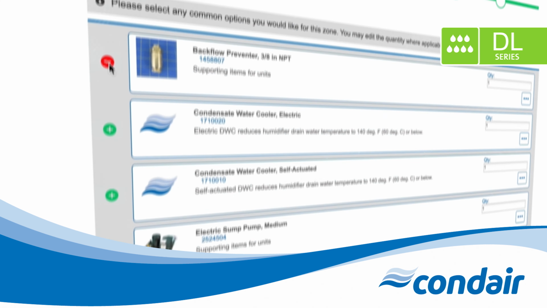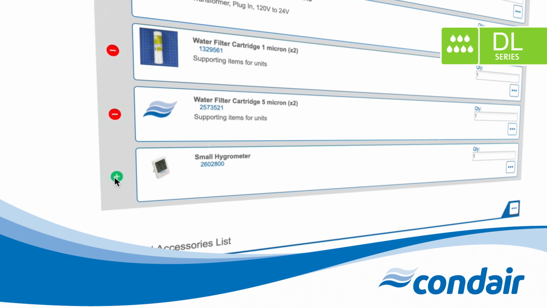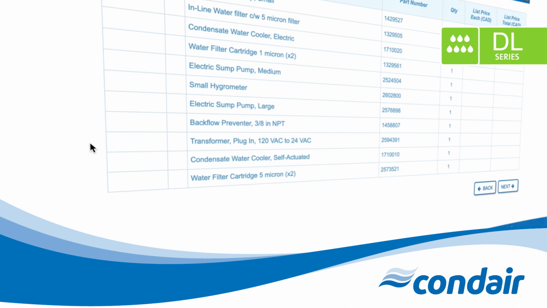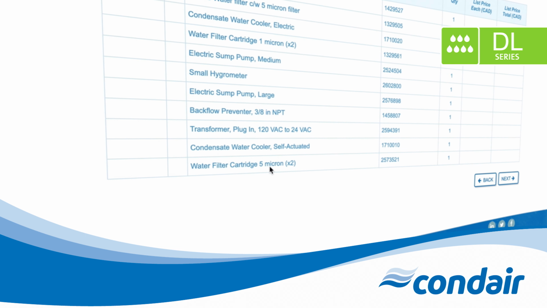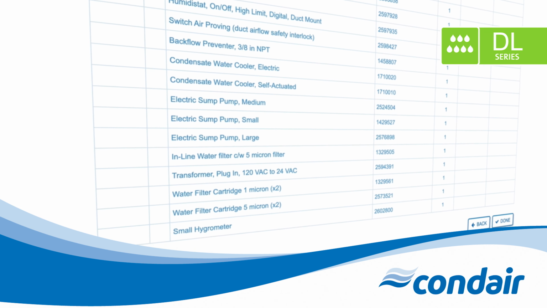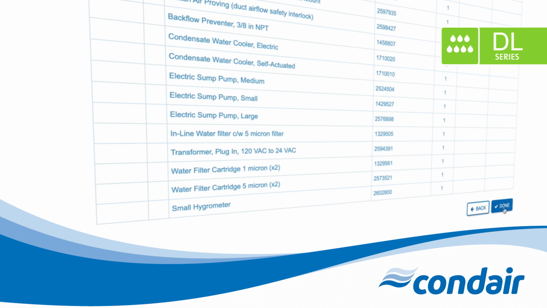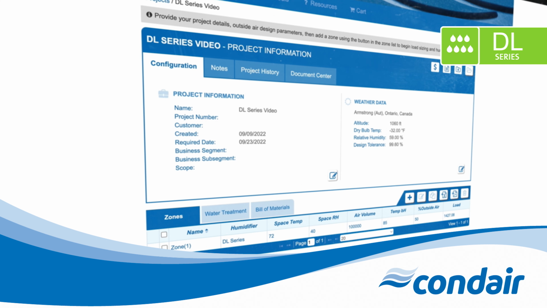Select any accessories you'd like to include, and then click Next. Now you'll be able to view a summary of the full system selection. One DL consists of several components, all of which are indicated with the DL_ prefix. Once you're satisfied with your selection, click Done to go back to the project overview.